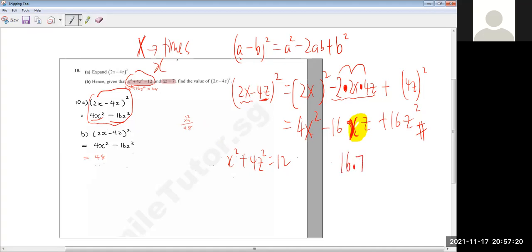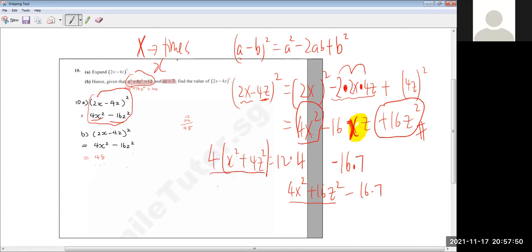So you can replace your xz with 7. So this is 16 times 7. And then I have this 4x squared, plus 16z squared. So 4x squared plus 16z squared minus 16 times 7. Okay, so this one, what do you get? You just times 4. This one will be 4x squared plus 16z squared. So this 4x squared plus 16z squared is actually equal to 12 times 4, which is 48. So that means this whole thing is 48.